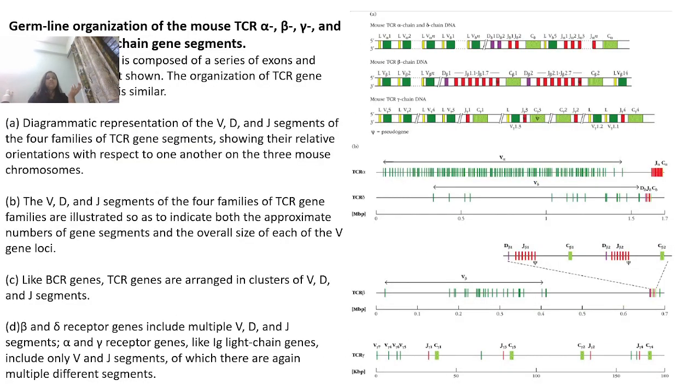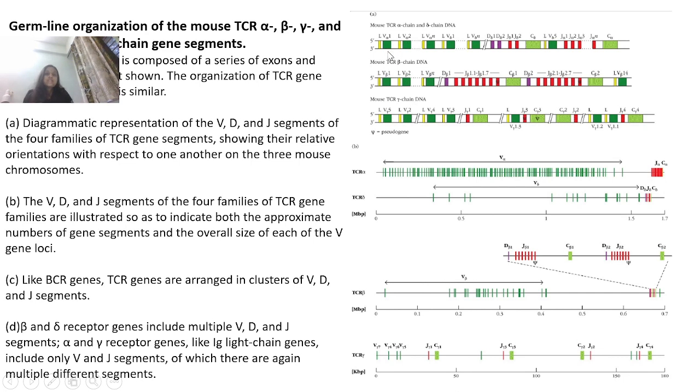So here you can see the rearrangement, the germline organization of the TCR alpha, beta, gamma, and delta gene segments. So here there is the C chain, constant region, as well as variable region. Each C chain segment is composed of a series of exons and introns. Organization of TCR gene segments in humans is similar. Here, this is a mouse TCR alpha chain and beta chain. In the case of human also it is similar.